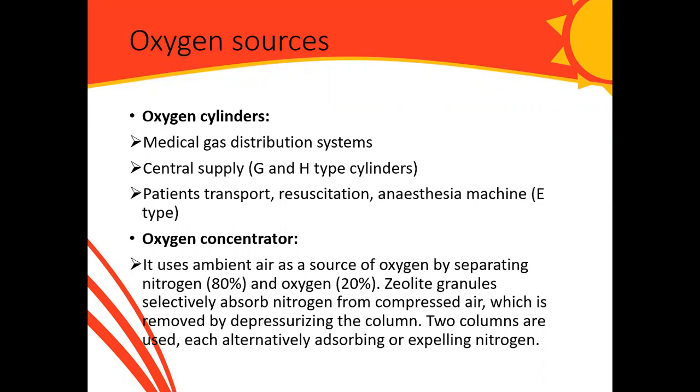A common source of oxygen is the oxygen concentrator, which can be used at home, in the recovery room, and in accident scenes. It's very cheap, very economical, and it uses ambient air as a source of oxygen by applying zeolite granules which absorb nitrogen from the compressed air, and this is removed, leaving about 80% of oxygen to be delivered to the patient.